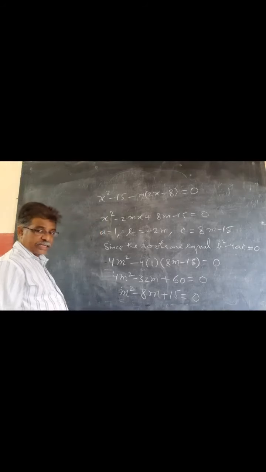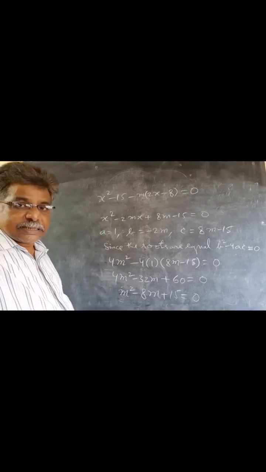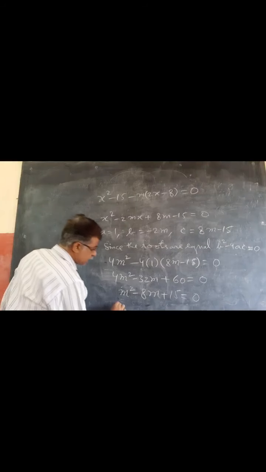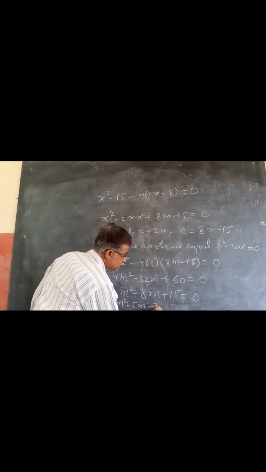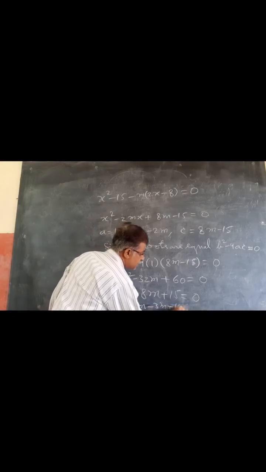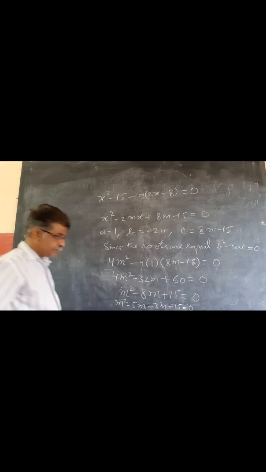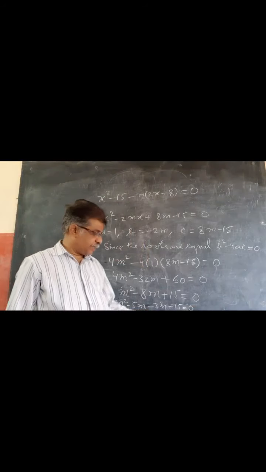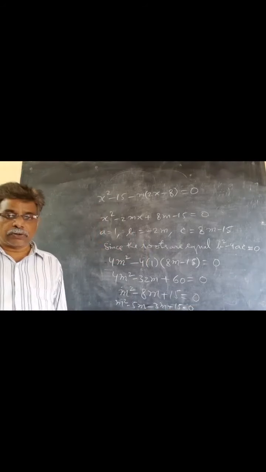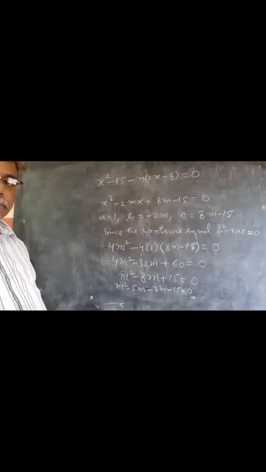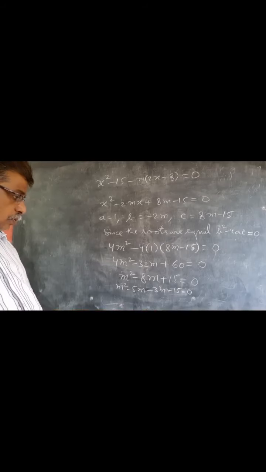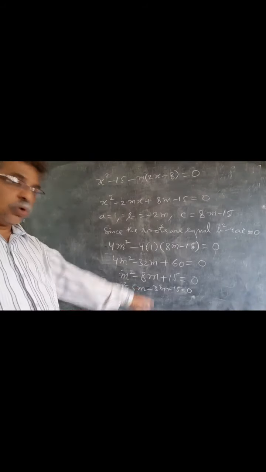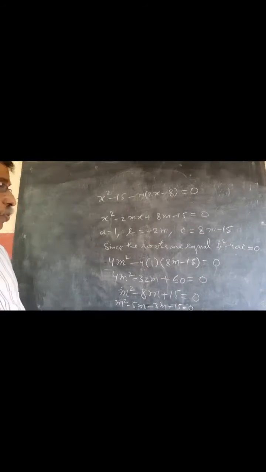So what I want to say is I can write m square minus 5m minus 3m plus 15 equal to 0. So that I can take m common from these two, minus 3 common from these two.